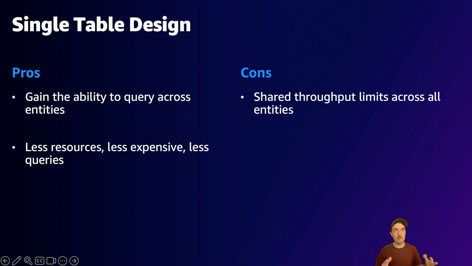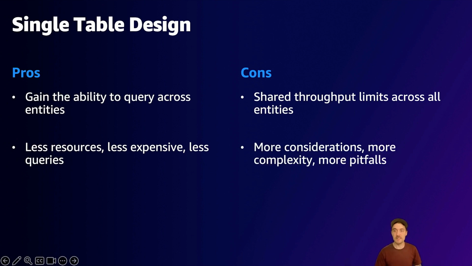Having things in one table allows you to make more efficient queries, which is then going to be less expensive. And fewer queries, again, you're hitting the database less, or you're not having to make requests in a series. Maybe you request one thing and then use the results of that to query something else. That's not necessarily bad, but there are definitely times when you might want to optimize that. The con to that, though, is you have more considerations, more complexity, more pitfalls.